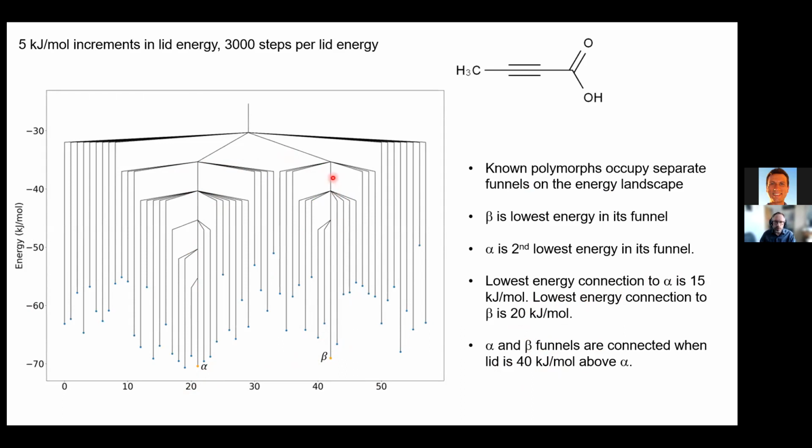And below that, you get connections to each of these. Okay, so they're more similar in terms of lower energy barrier structures to both alpha and beta below the point at which they meet each other.